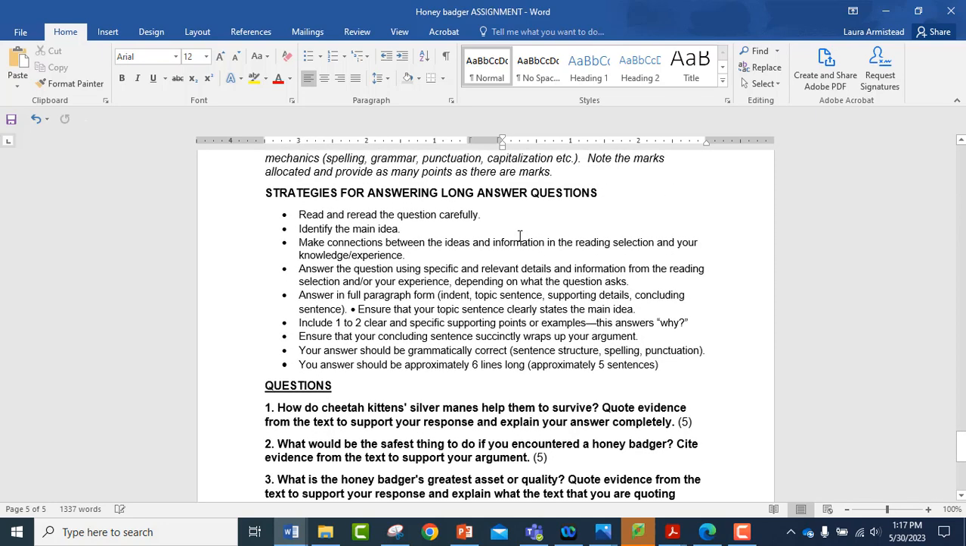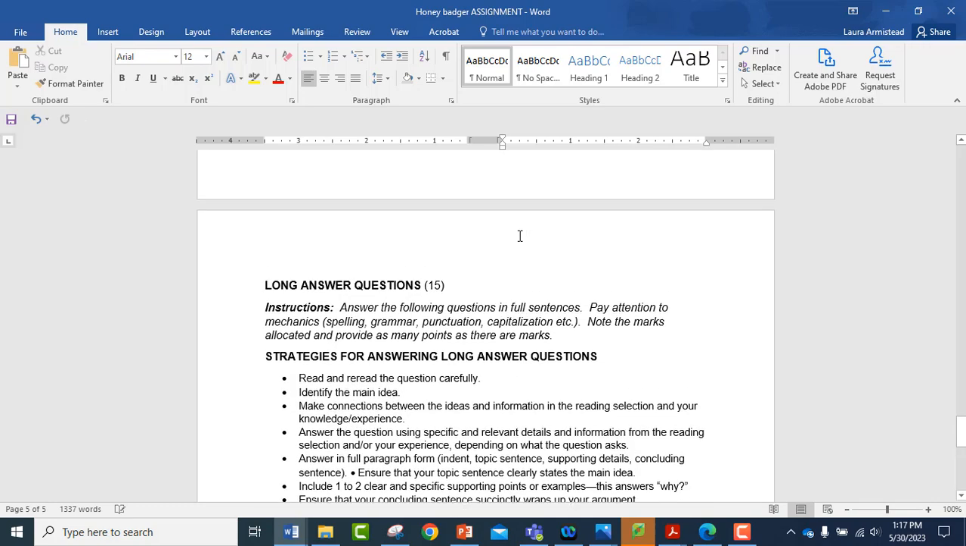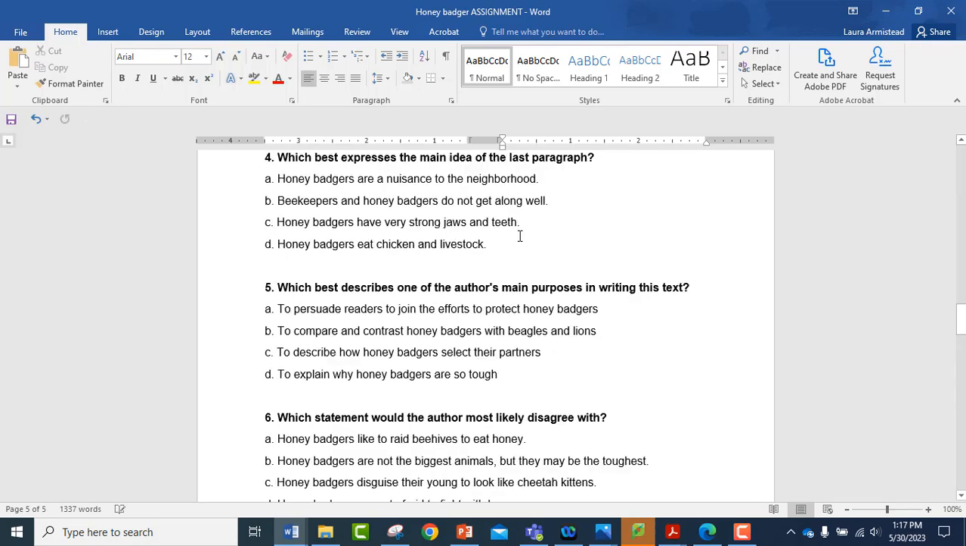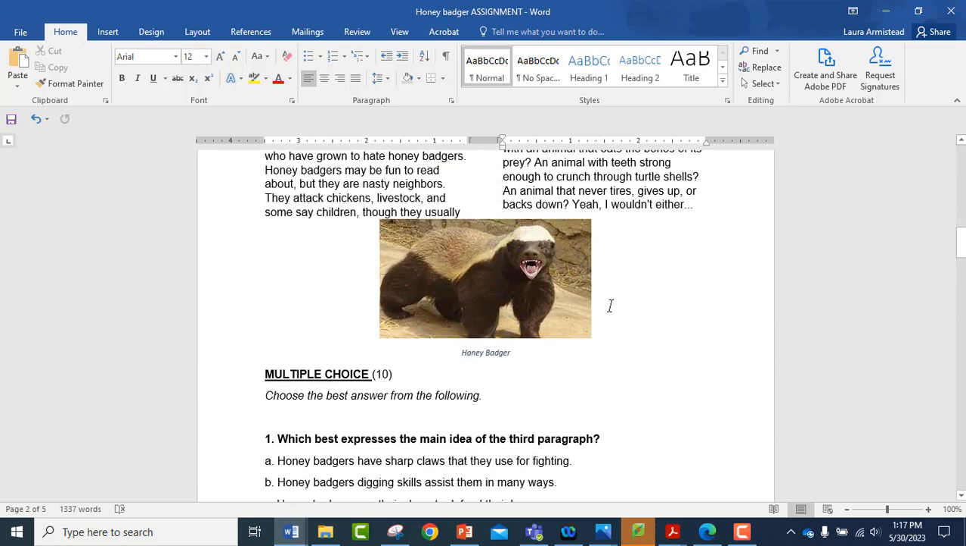So now that I've read the questions, I know that this is something about an animal called a honey badger. It sounds like they're dangerous. It sounds like they have ways to survive. I don't know what a honey badger is. I imagine, looking at the picture, it kind of looks like a badger or a wolverine. Doesn't look very friendly. Okay, so now I'm ready to begin reading.